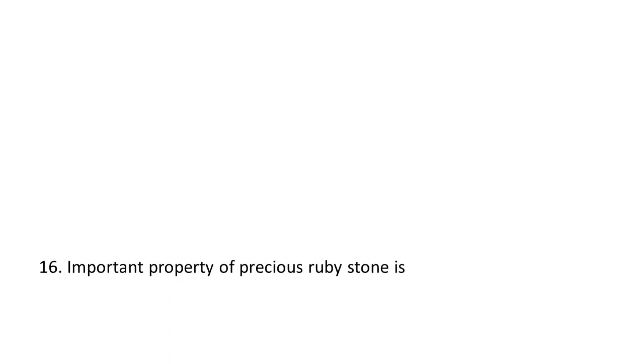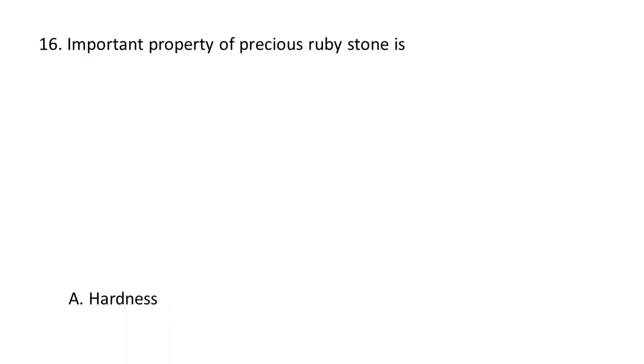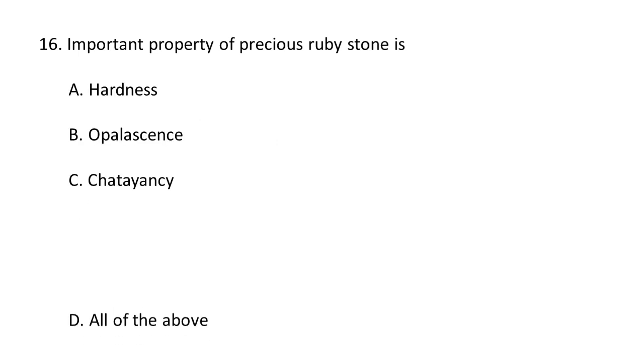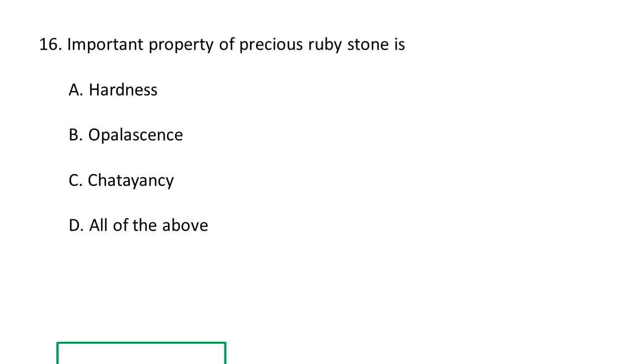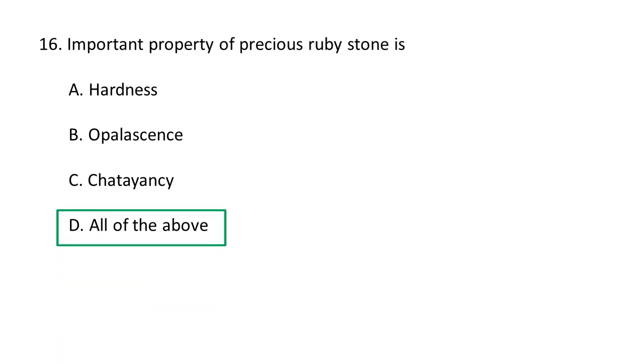Next question. Important property of precious ruby stone is A. Hardness, B. Opalescence, C. Chatoyancy, D. All of the above. The important property of the precious ruby stone is all of the above: hardness, opalescence, and chatoyancy. Chatoyancy is an optical effect that causes a wavy and luminous band to appear in the center of a polished stone or in a wood. So the answer is D.